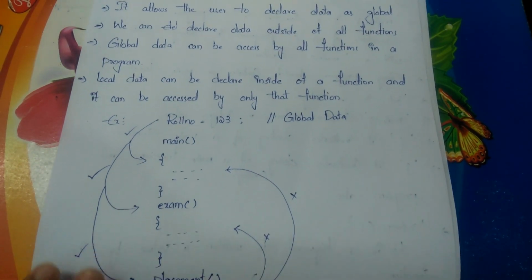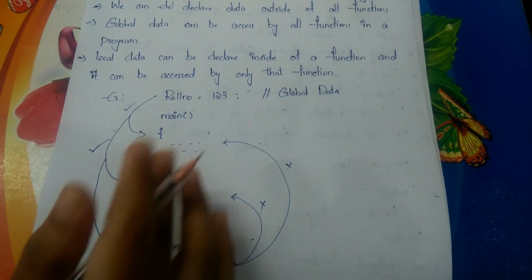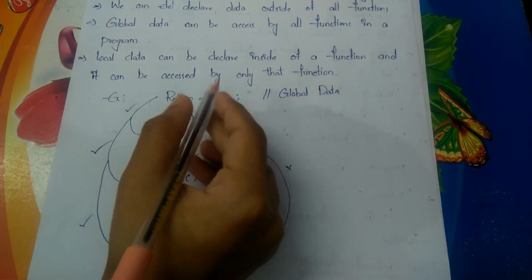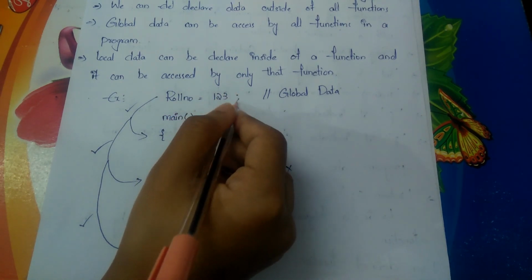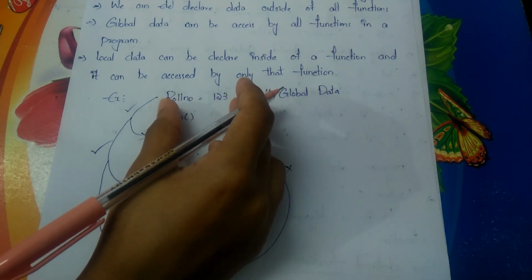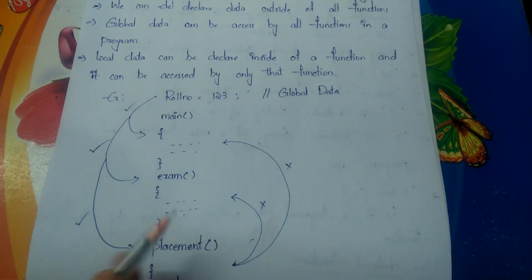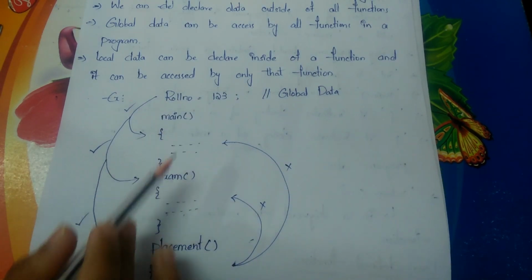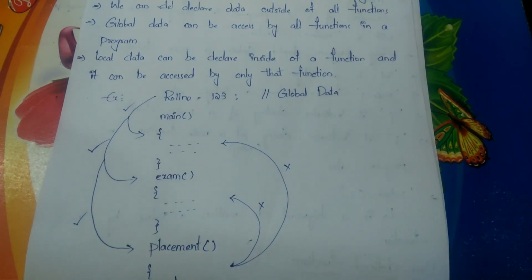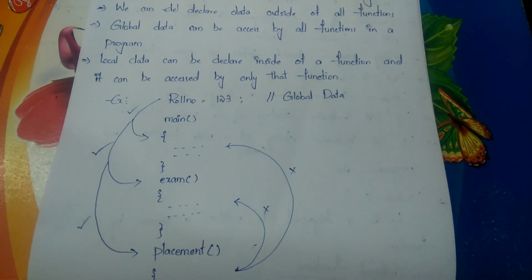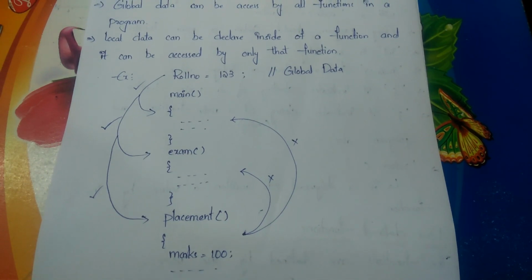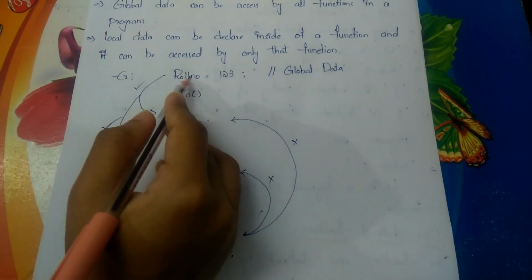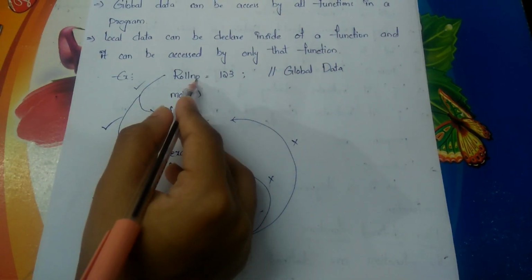For example, if we see roll number is equal to 123. Roll number is a variable and 123 is a value, ended with a semicolon. So this is a global data. Here we have some functions like main, exam and placement. So we have three functions here, and we are declaring this variable outside of these functions.